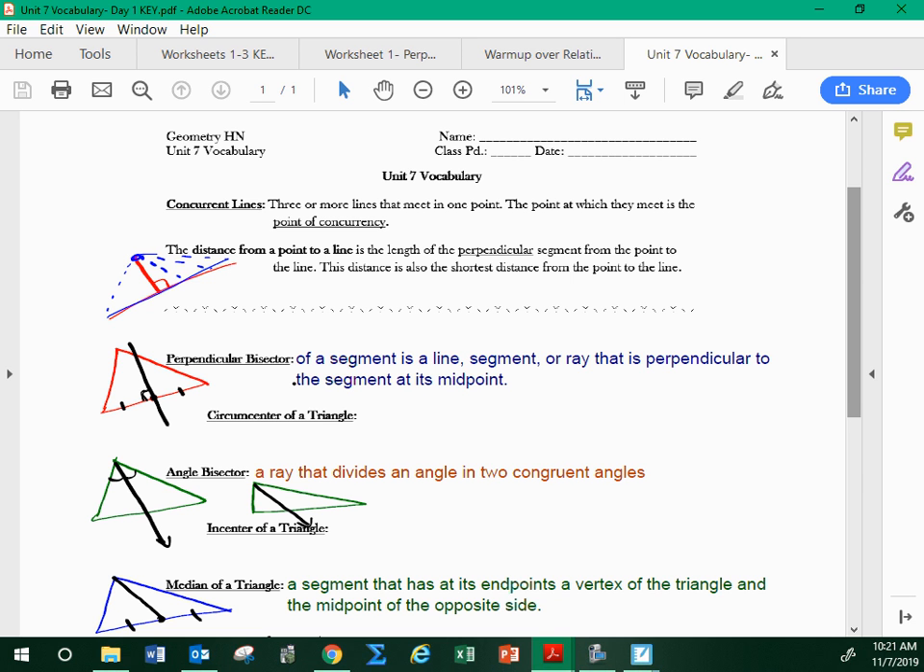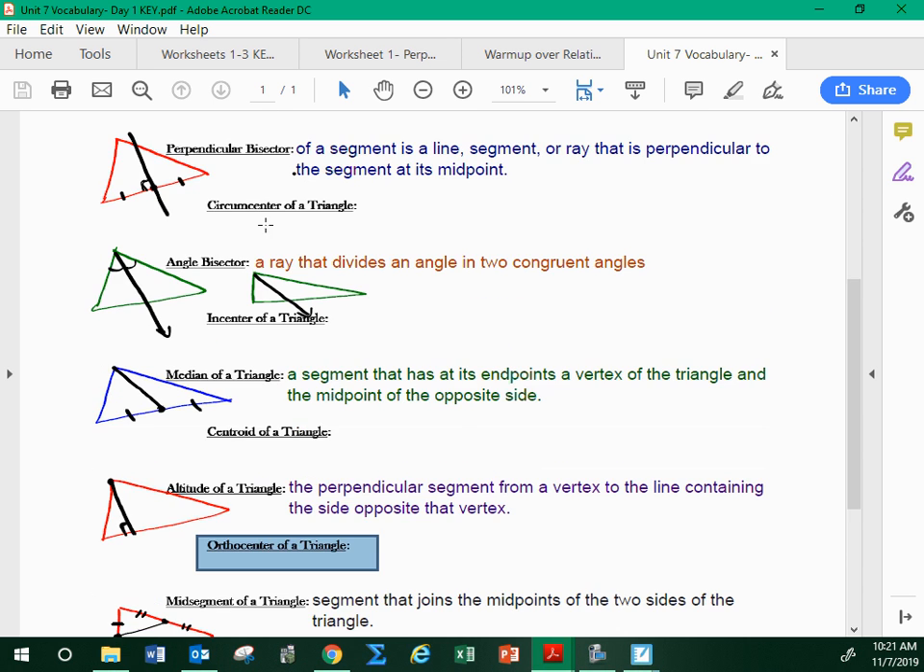So, refresher: concurrent lines and point of concurrency. Who can explain in their own words what it means when lines are concurrent? Yeah, they all intersect at one point. And that particular point we call the point of concurrency. Now, for each set of lines that we have here, perpendicular bisector, angle bisector, median, and altitude, they do meet up at a single point, and their single points are the indented words: circumcenter, incenter, centroid, and orthocenter.